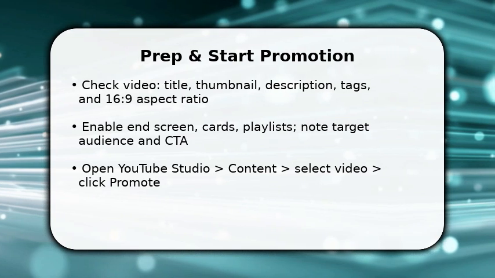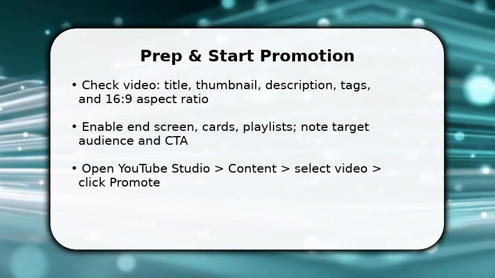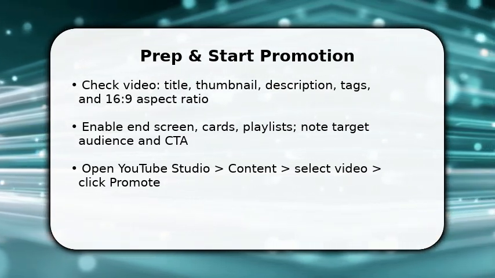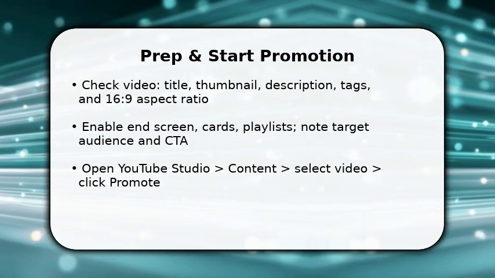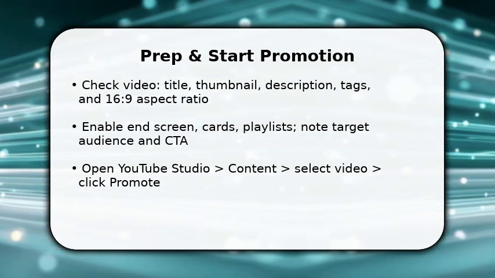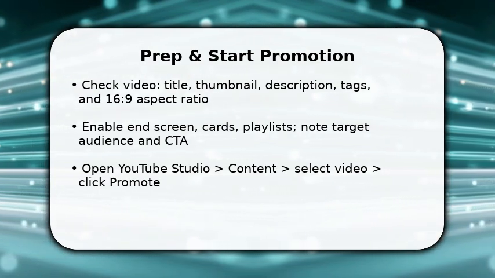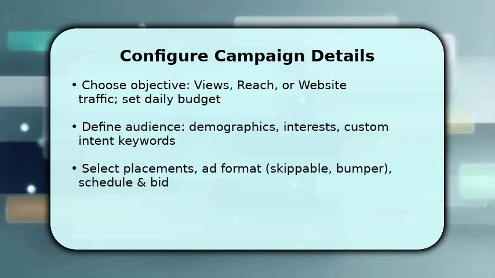Next, in YouTube Studio, go to Content, select the video, and click Promote or the Monetization/Ads tab. This begins the promotion workflow and ensures the system has necessary assets to optimize placements for clicks and watch time. Now configure the campaign specifics so YouTube targets the right viewers.